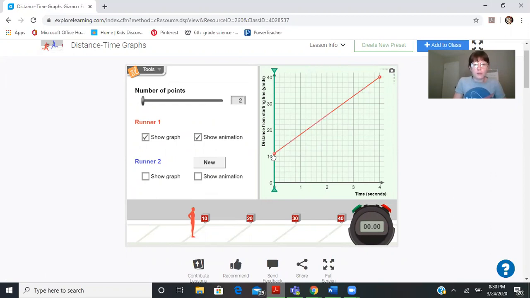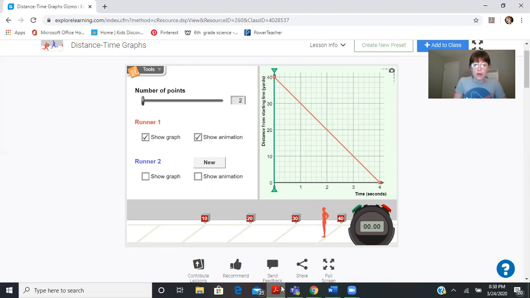The y-intercept would be 10 because he's starting at the 10-yard line. Similarly, if I wanted to make him start at the 40-yard line and then run backwards, the y-intercept will be 40 because that's where he's starting, right? That's the distance that at 0 seconds, he is at 40 yards. And then he will run backwards, back to 0 distance at 4 seconds.